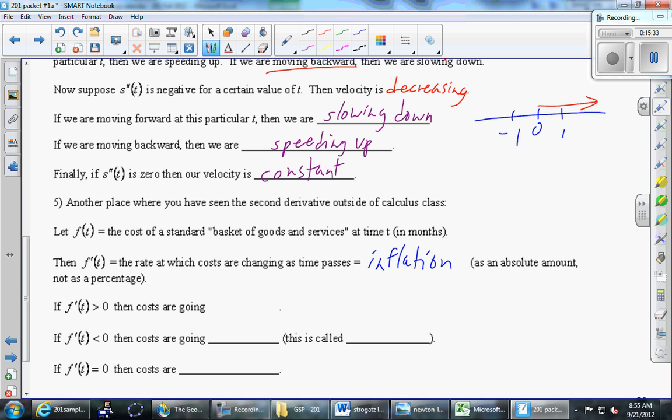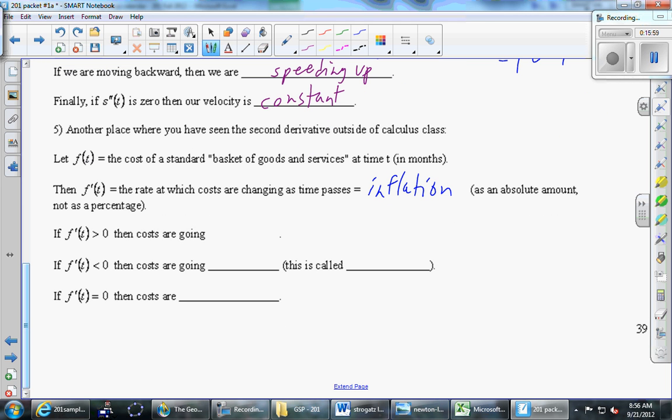Oftentimes, inflation is given as a percentage. It's 3%. It's 5%. Okay, that's fine. We could also think of it like a gallon of gas: right now, the price is increasing at 5 cents per year. Maybe tomorrow it's 4 cents per year, but it's increasing generally. And that's inflation.